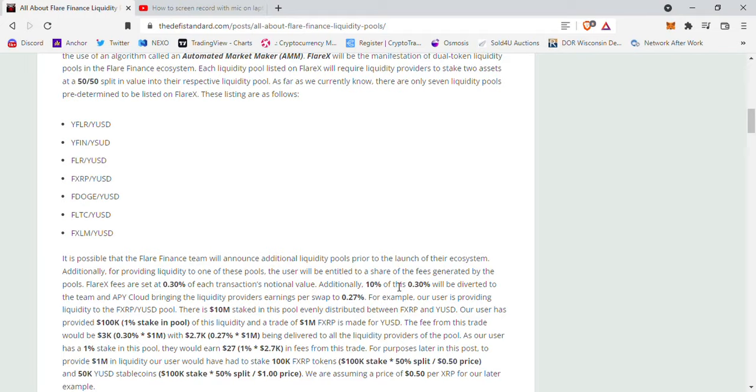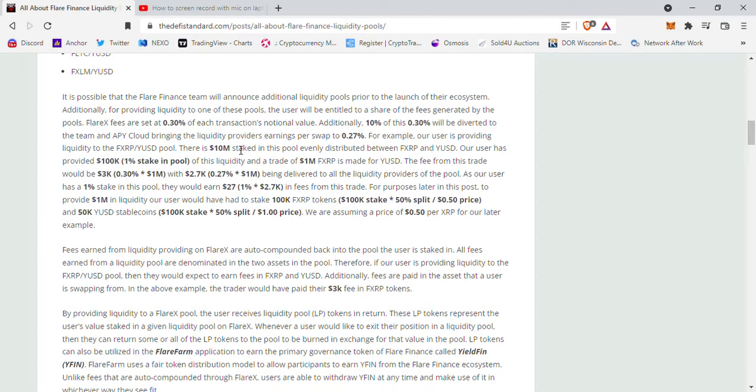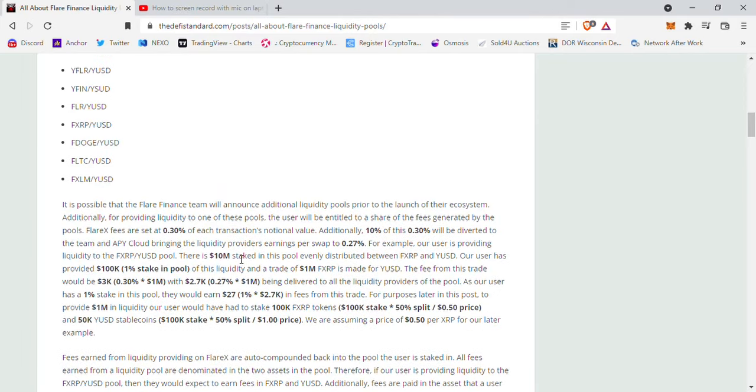So let's say someone deposits 1,000 YFLR and YUSD, then you'll only receive fees on that transaction. And they do have an example of that, but just so you know, you'll only receive a percentage of that 0.27%. That 0.27% is split amongst everybody that's in that pool.